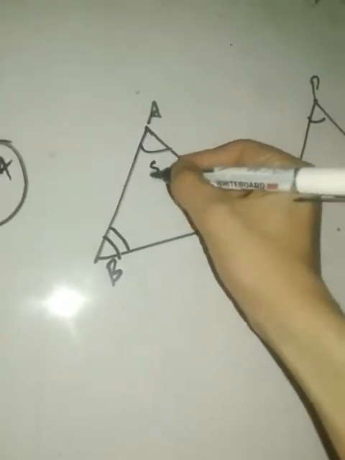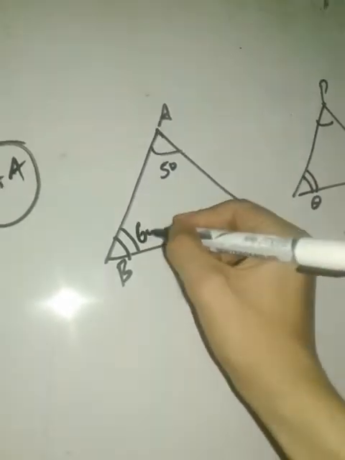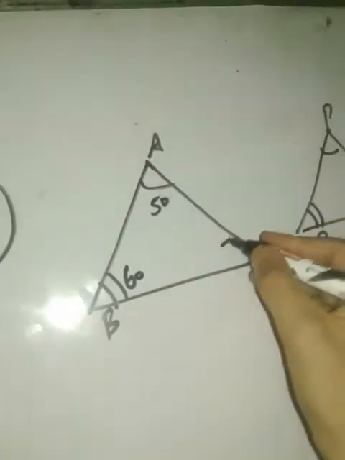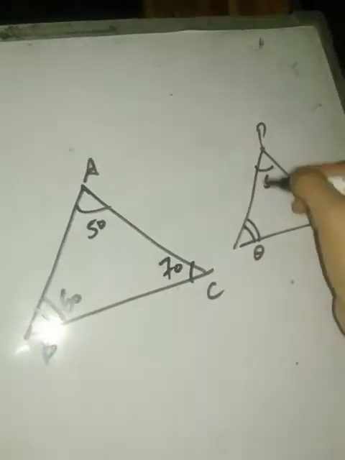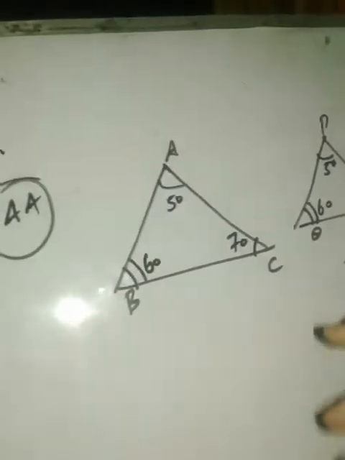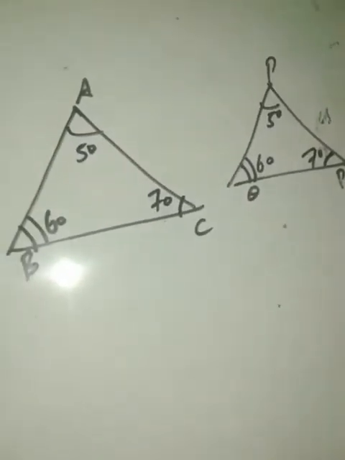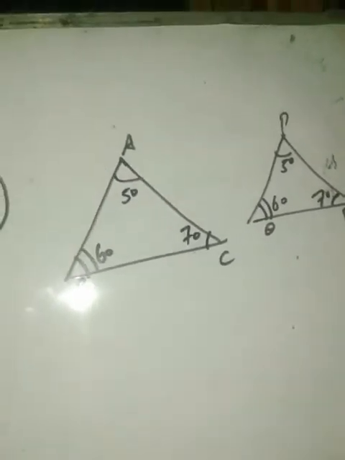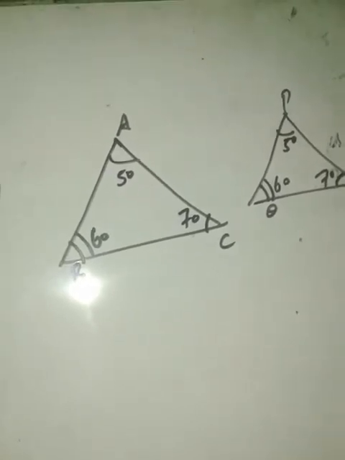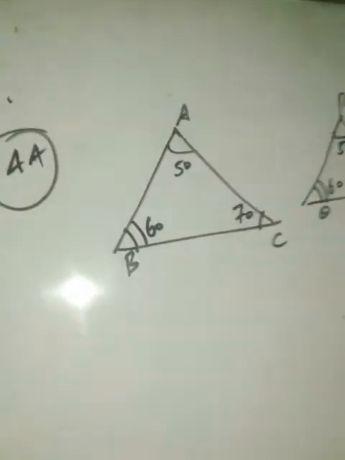Suppose this is 50, I will give you an example, and this is 60. So 50 plus 60 is 110, so this will be 70. Automatically this is 50, this is 60, this is 70. So we can conclude that if only two angles of one triangle are equal to corresponding angles of another triangle, then the triangles are similar, and this result is known as AA corollary result. Corollary means short result, or sometimes we can also say AA similarity.